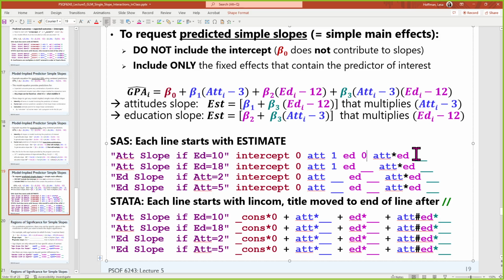And this is the part that is often very confusing, because it's like, wait a minute, because it's ed equals 10, don't we need something for education? We do, but it doesn't go with the main effect of education, because what we're ultimately interested in is the attitude slope.